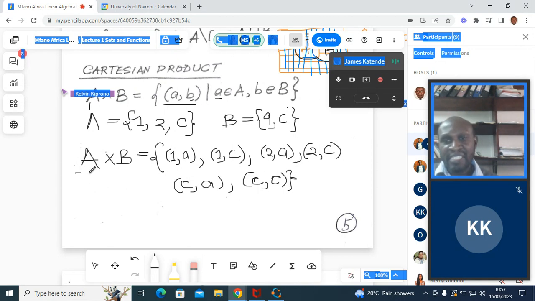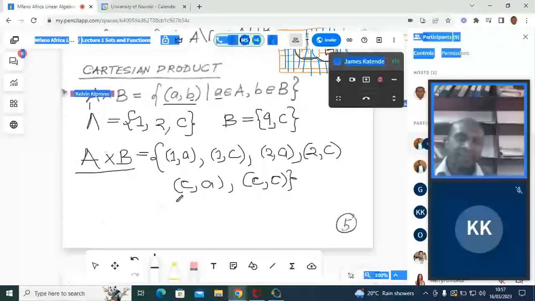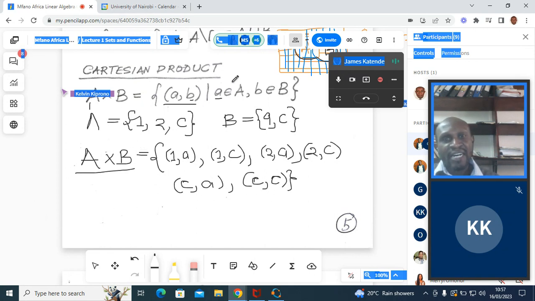The Cartesian product of A and B turns out to be just these 6 ordered pairs. Ordered pairs means the order is important. You must stick to that order. The first element must come from A, and the second element must come from B.